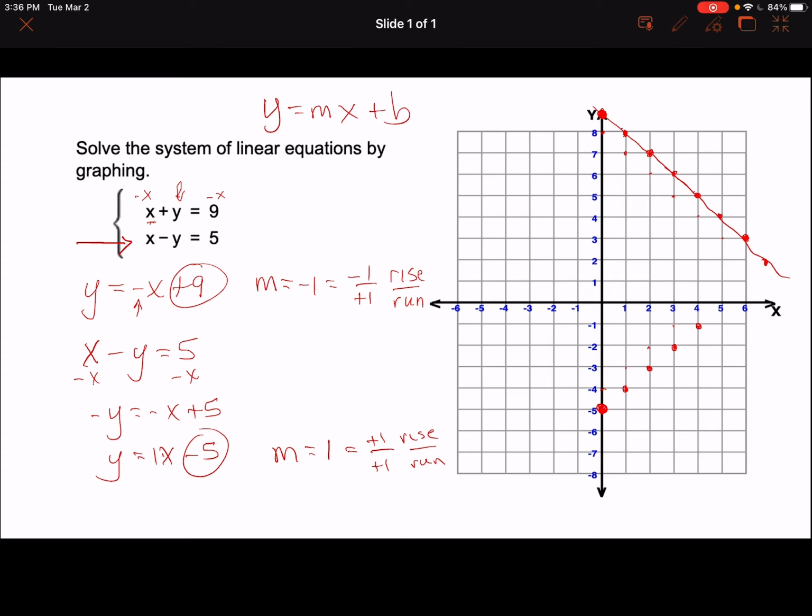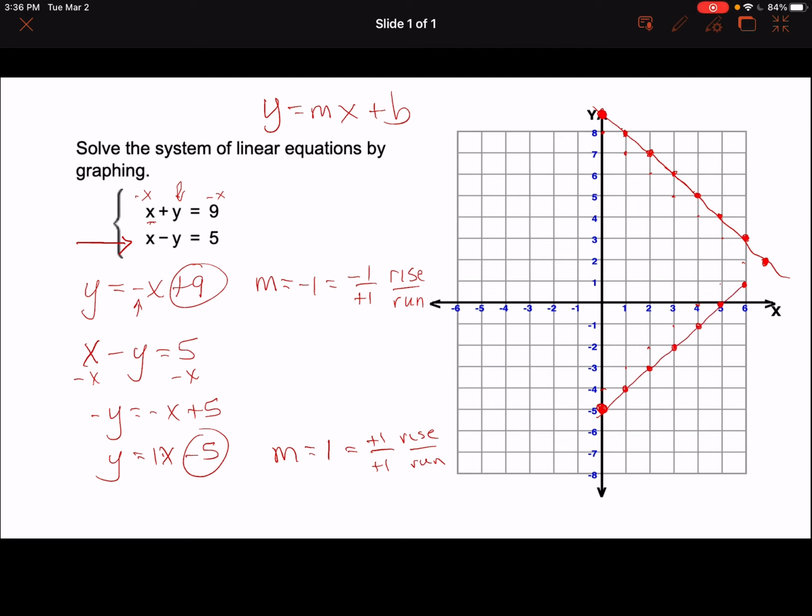In my math lab, they only let you graph 2 points to make the line. On paper, you can do this, but on my math lab, you just have to graph 2 points. Up 1, right 1. Up 1, right 1. Right there is my point of intersection.